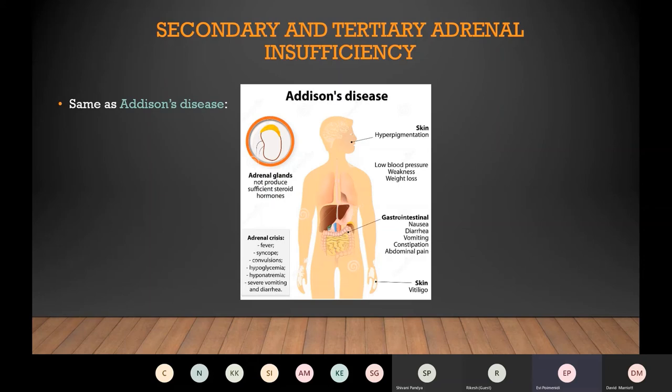These patients have hyperpigmentation of the skin. They have low blood pressure, weakness. They present with weight loss. They have gastrointestinal symptoms such as nausea, diarrhea, vomiting, constipation. And of course, when they present with an Addisonian crisis, the whole clinical picture is more dramatic, and they might present with convulsions, severe hypoglycemia, hyponatremia, and severe vomiting and diarrhea that leads to hypotension and electrolyte abnormalities.